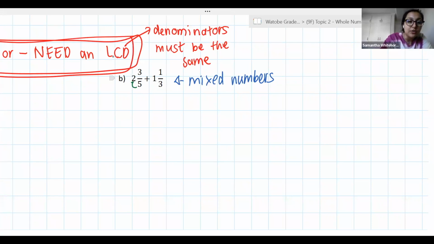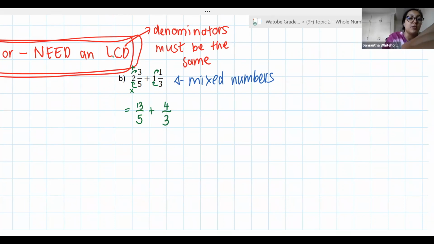So we know to convert to an improper fraction, we take the denominator and times it by the whole number. So in this case, 2 times 5. And then we add the numerator. So 2 times 5 is 10. 10 plus 3, 13 over 5. And we do exactly the same thing with the second one. 1 times 3 is 3, plus 1 is 4. So we've got 4 over 3.